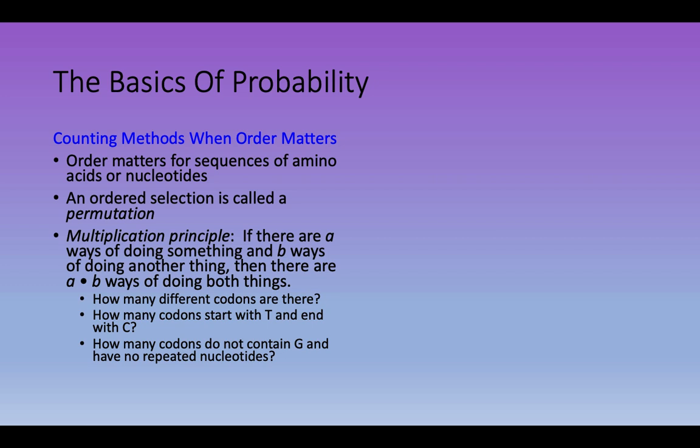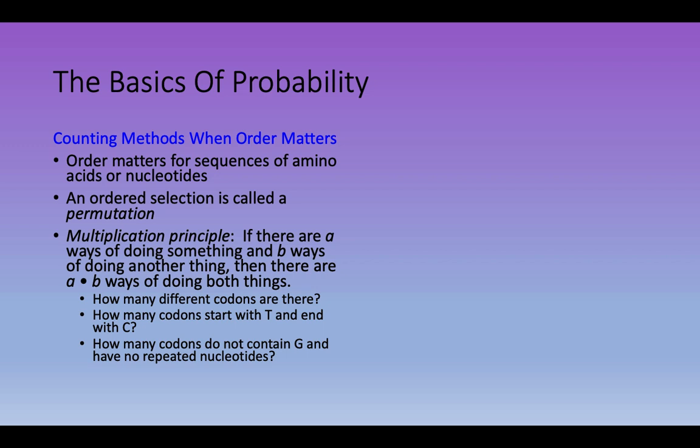Another important idea to understand here is the concept of the multiplication principle. The multiplication principle basically states that if there are A ways of doing something and B ways of doing another thing, then there are A times B ways of doing both things. So when I think about the multiplication principle, there are ways that I can apply this to questions such as those related to codons, right?